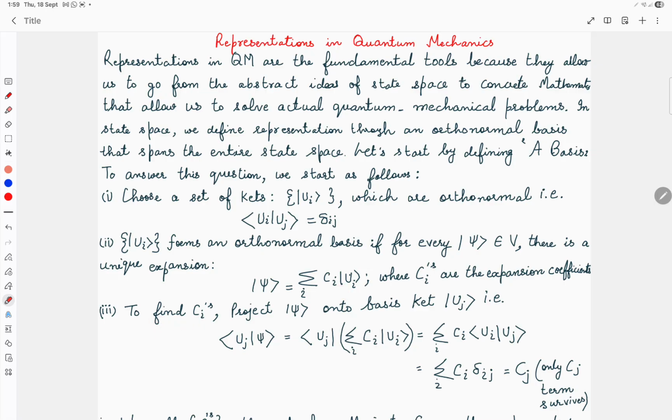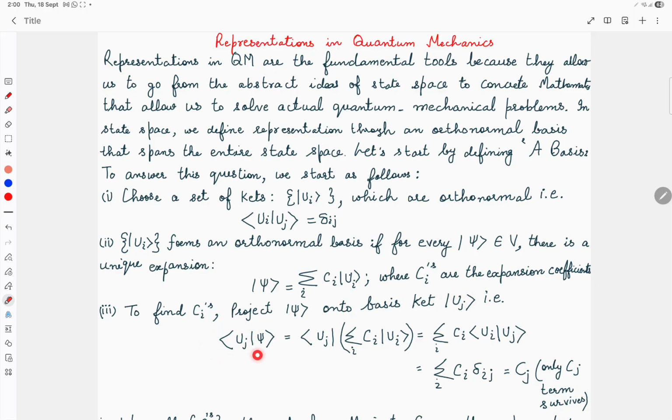Now to find Ci's, we have to project ket psi onto basis ket uj. What does it mean? Let's say we want to find the coefficient for uj, one particular ket vector. So we will project ket psi onto this ket vector, which corresponds to Cj. Cj is the coefficient that we are looking for, and corresponding to Cj is its ket vector, which is uj. So we will project ket psi onto ket uj.